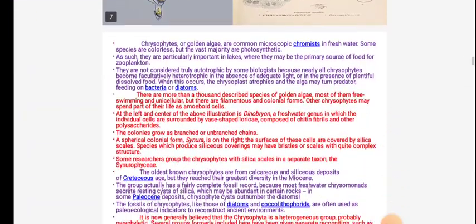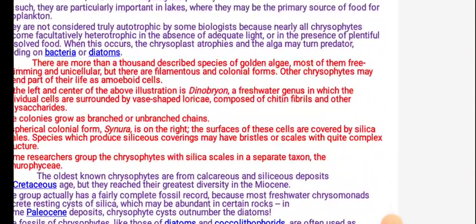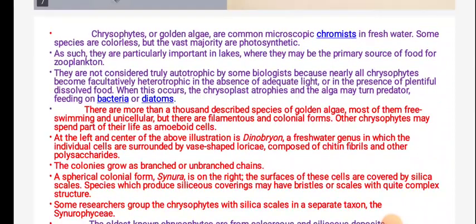Then the chrysophytes, mainly these golden algae, as you are observing, are common microscopic chromista that are found in fresh water. Some species are colorless, but the vast majority are photosynthetic. Particularly, they act as a source of food for zooplankton.